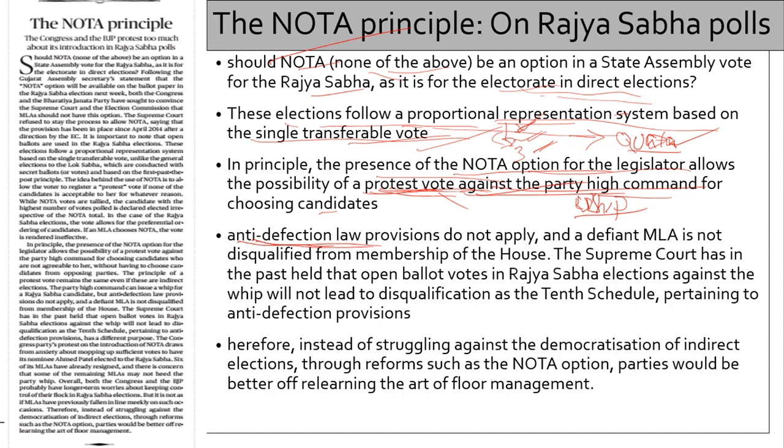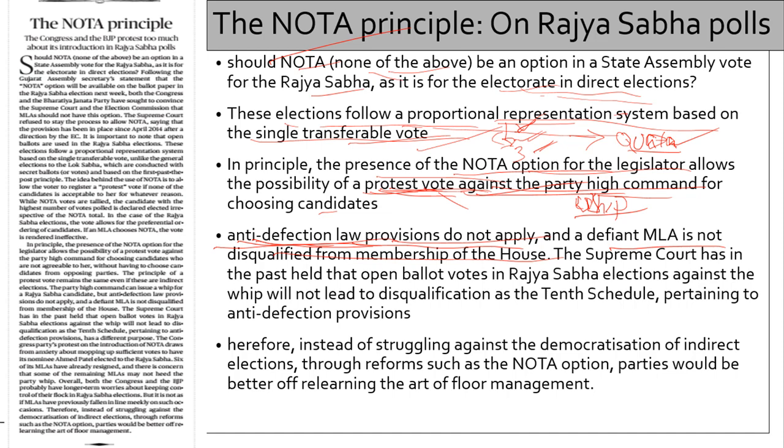So if a member of a political party who is elected goes against the party's decision, then the anti-defection law can be applied to him. So casting a vote under NOTA is against the party whip. But the important point to be noted is that the anti-defection law provisions do not apply to NOTA, and the MLA is not disqualified from the membership of the House.